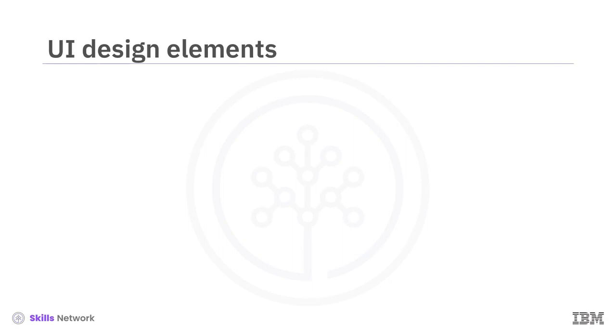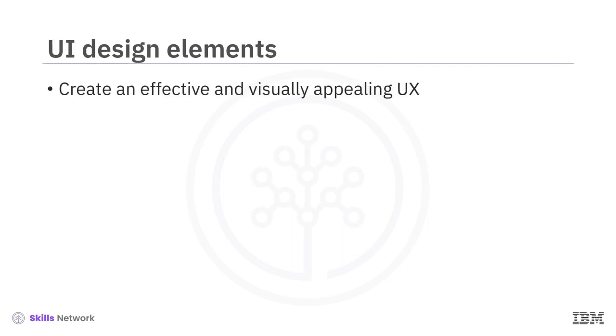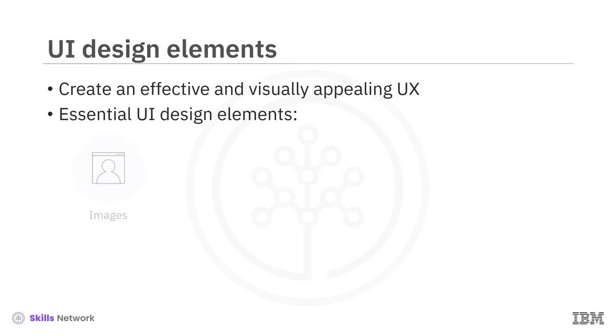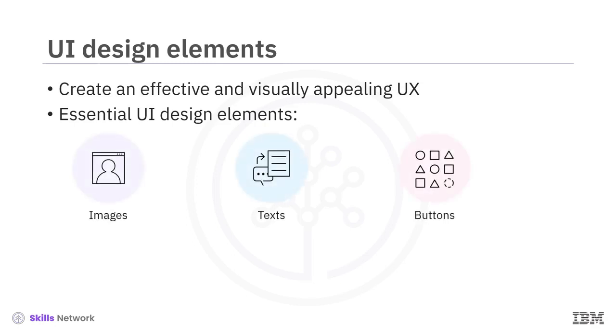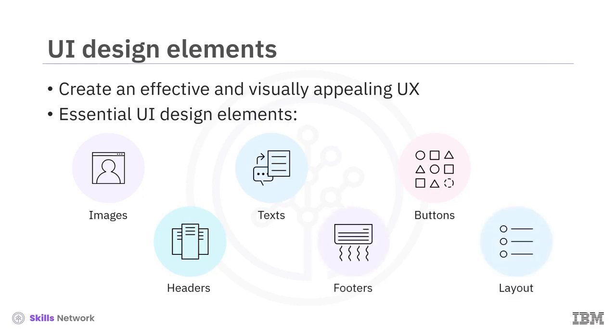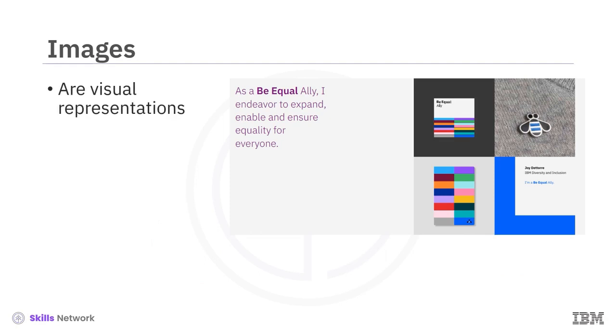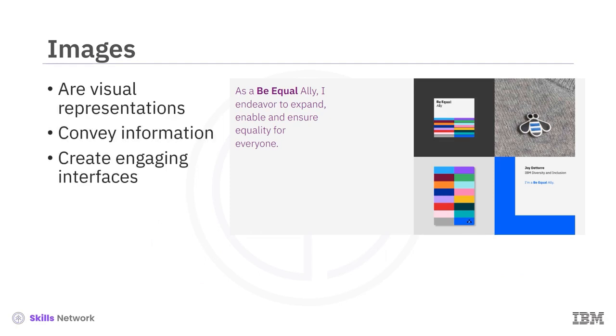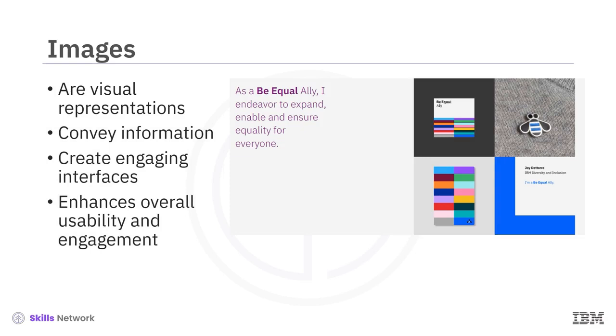UI design encompasses various design elements that work together to create an effective and visually appealing user experience. Here are some essential elements of a UI design: images, texts, buttons, headers, footers, layouts. Let's discuss each of them in detail. Images are visual representations that can convey information and create engaging interfaces. These can be photographs, illustrations, or graphics. They help enhance an application or website's overall usability, aesthetics, and user engagement.